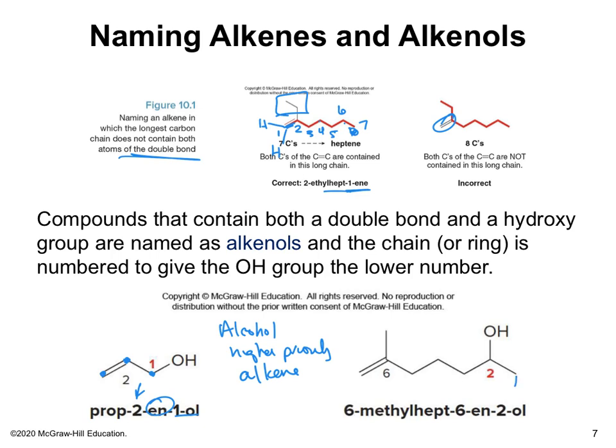Here, 1, 2, 3, 4, 5, 6, 7. So there's hept-6-en-2-ol. And you don't have cis or trans here because these both have hydrogens, which are the same thing, so no cis-trans isomerization.